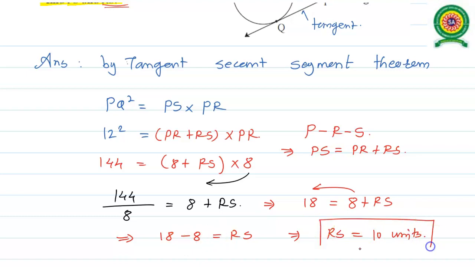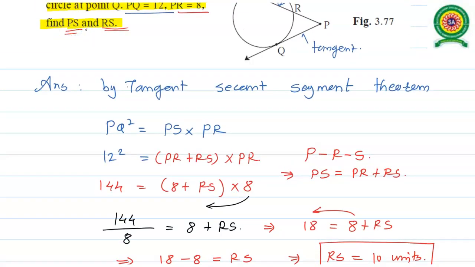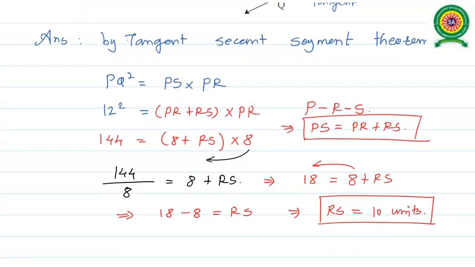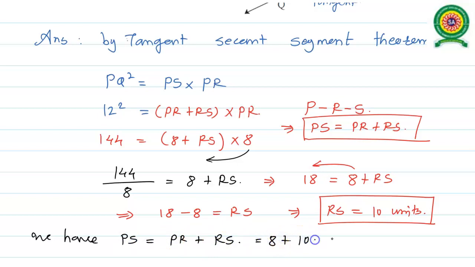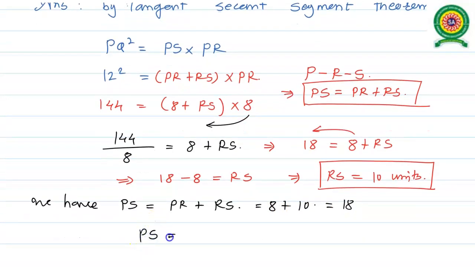Now we have to evaluate the value of PS also. Look at the question carefully. We have PS equals PR plus RS. Now what is the value of PR? We have 8. The value of RS is 10. 10 plus 8 is 18. So the value of PS is 18 units. Hence we have solved our first question.